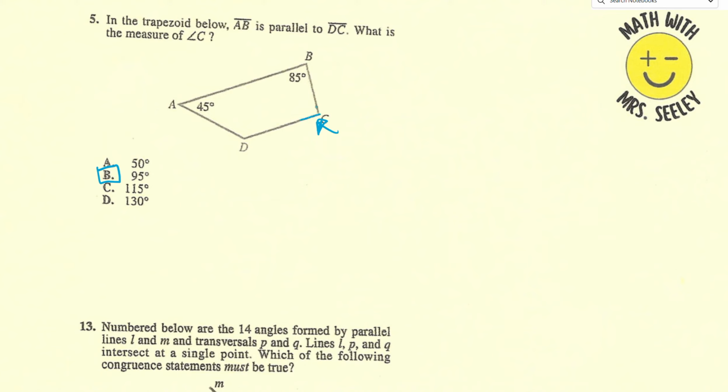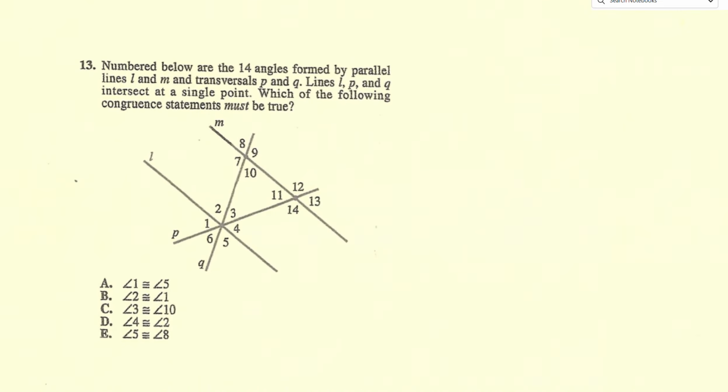It's a little bit more than a right angle. So therefore, it can't be this. And it's just a little bit more than a right angle, not a lot more. So even by eyesight, I might say, yeah, that's 95 degrees. All right, let's look at number 13.